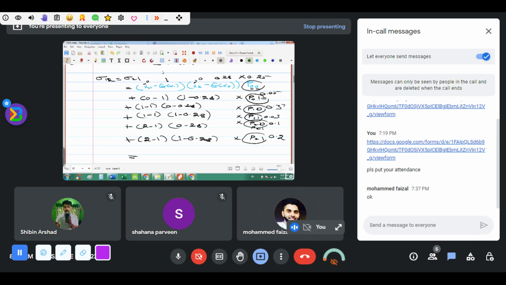0 minus 1 is minus 1. 0 minus 0.28 is minus 0.28. Therefore, the first calculation is minus 1 into minus 0.28 into 0.25. First line. What is the second one? 1 minus 1 is 0, and 1 minus 1 is 0. Therefore, these two parts of the calculation are 0 only, because a multiplication with 0 is 0.